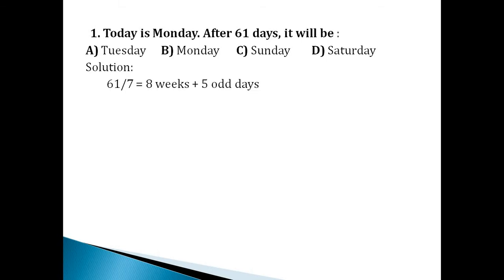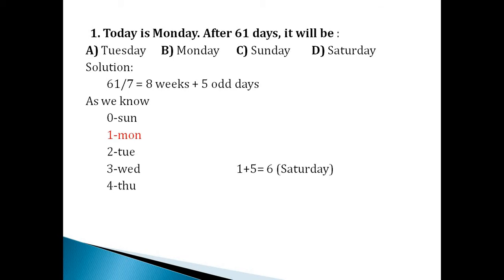So 61 days has to be divided by 7 and you get 8 weeks plus 5 odd days. 7 8s are 56, plus 5 is the remaining odd days. So we know how we name the days from 0 to 6. These are the days we have to remember. Okay, so 5 odd days means directly you should not take 5 as Friday, because the present day is Monday, that is 1. So to the number of odd days you got, you add that 1, that is 6. So after 61 days it will be Saturday. Okay, as it is 6, it means Saturday, so it will be Saturday.